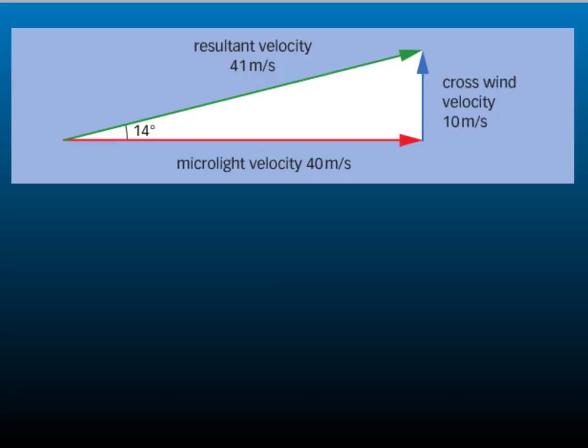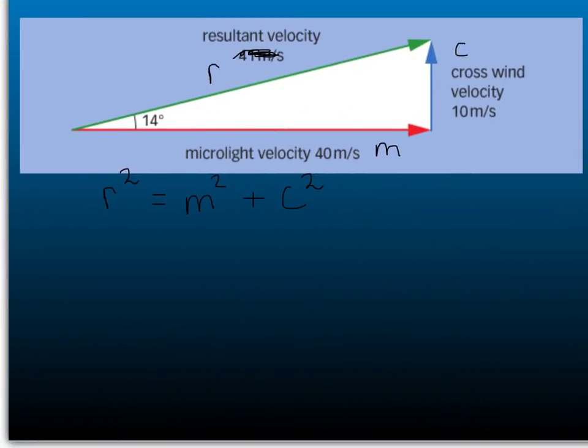Now you can also work this out mathematically using Pythagoras. So say we don't know what the resultant velocity is, and I set this to the letter R for resultant. We know from Pythagoras that R squared will be equal to the square of this side, which we will call M for microlight, plus the square of this side, which we'll call C for crosswind. So the length of the hypotenuse is the square root of the sum of the squares of each side. So we have here R squared equals M squared. So M is 40, so we need to do 40 squared, plus C squared. C is 10, so we need to do 10 squared.